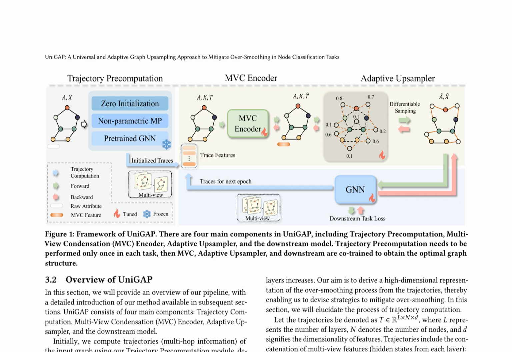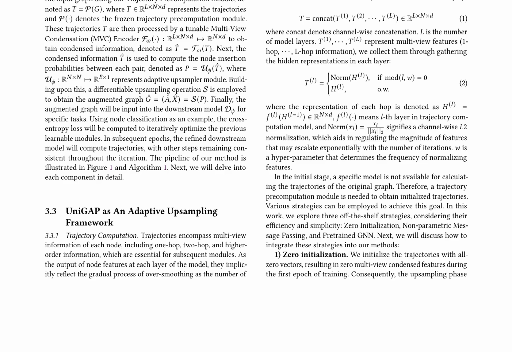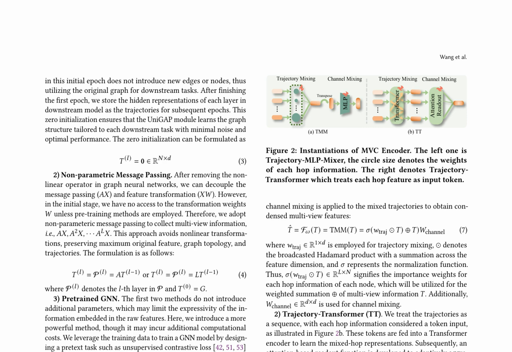The paper introduces UniGAP, a universal and adaptive graph upsampling approach designed to mitigate oversmoothing in node classification tasks. UniGAP consists of four main components: trajectory precomputation, multiview condensation, MVC, encoder, adaptive upsampler, and the downstream model. Initially, trajectories encompassing multiview information of each node are computed using the trajectory precomputation module. These trajectories are then processed by the MVC encoder to obtain condensed information, which is used to compute node insertion probabilities between each pair. A differentiable upsampling operation is employed to obtain the augmented graph, which is input into the downstream model for specific tasks.